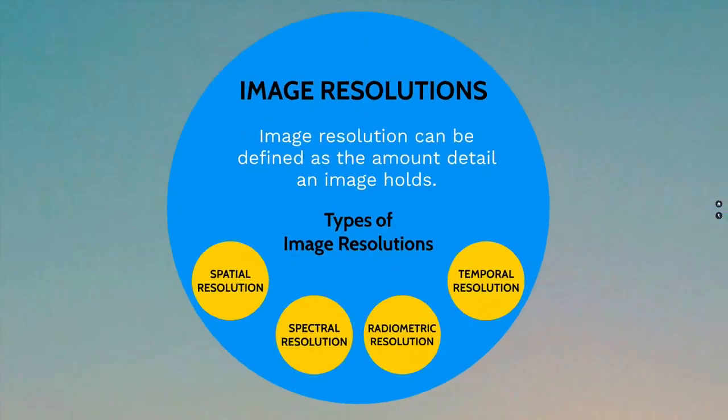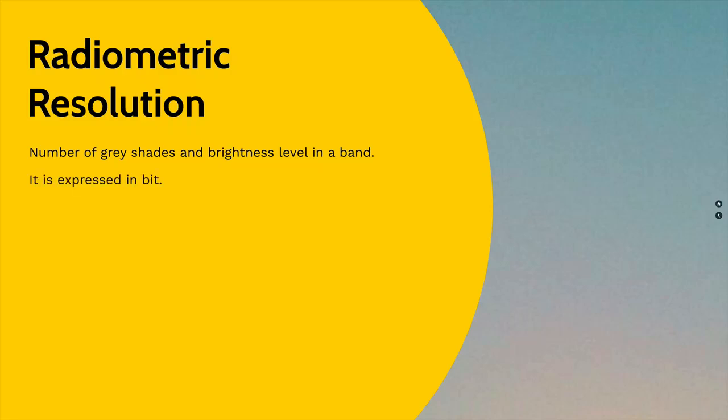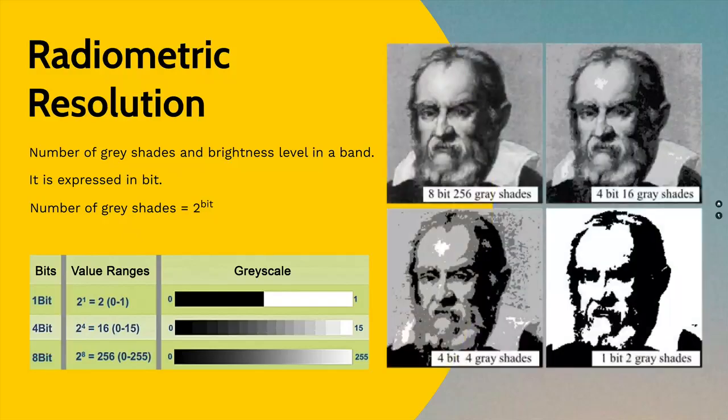Now, let's move on to the next section, which is radiometric resolution. Radiometric resolution is defined as the total number of gray shades in a band. It accounts to the amount of information a single band can accommodate. It is expressed in the units of bit. Number of gray shades that can be stored in an image can be obtained by calculating 2 to the power of bit. The example portrayed here shows how radiometric resolution affects the imagery.